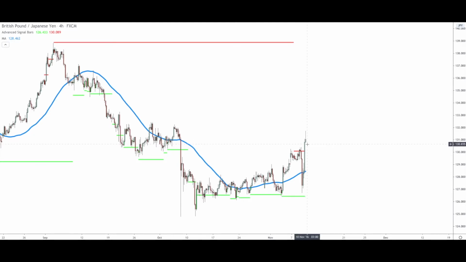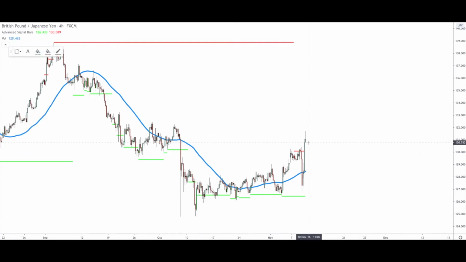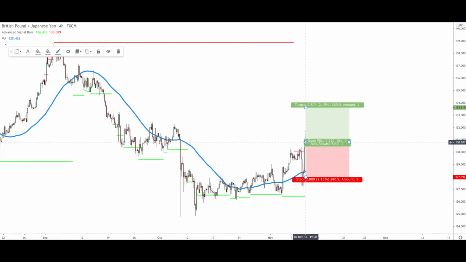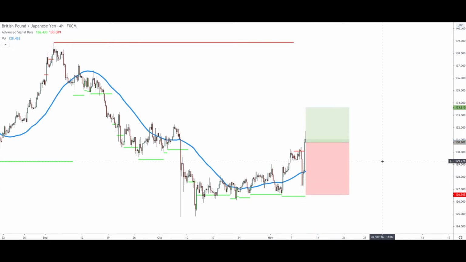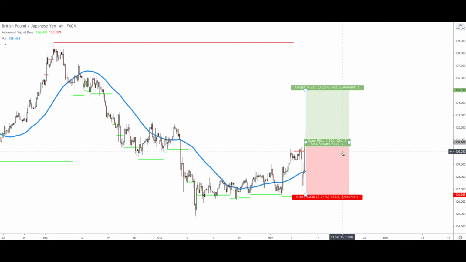And once you have this breakup, you just place an order. I don't trade this kind of setups too much, but when I do, I place an order which is like this. I set the stop loss below the most recent low point, and then I set my target so that the risk reward is 1. I always trade these setups with a 1 risk reward ratio.